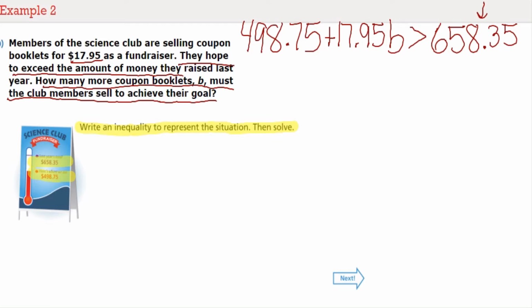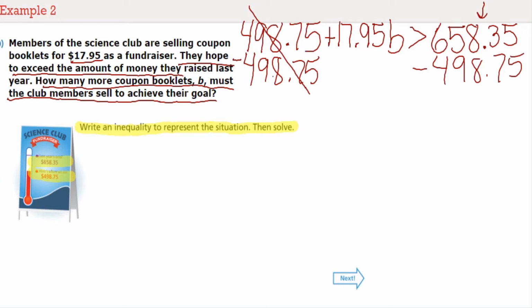Now we have to start solving. And when we solve for variables, you have to make sure you use the order of operations in reverse. So that means first you have to undo addition and subtraction. We have to subtract $498.75 on both sides of the inequality. These two cancel out because they're additive inverses. And when we subtract these two on this side of our inequality, we get $159.60. Now we have to bring down our inequality symbol and the rest of our information.